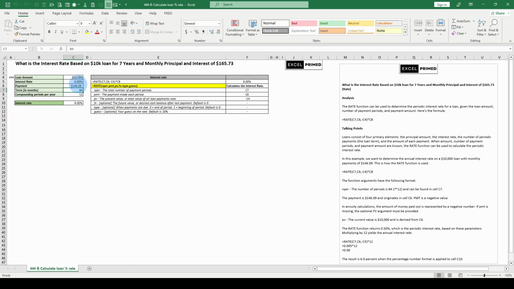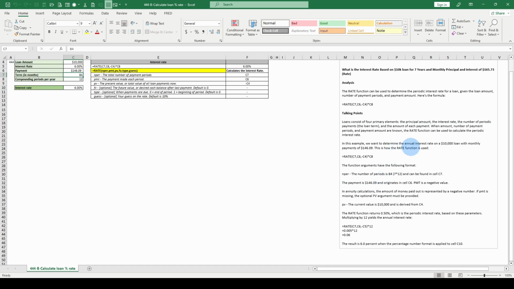You see this payment here? It would be different. It would be higher because of the compounding effect. And this number would probably be different. In this example, we want to determine the annual interest rate on 10 grand with payments of $146 over 84 months. C6, C7, negative C4 times C8.